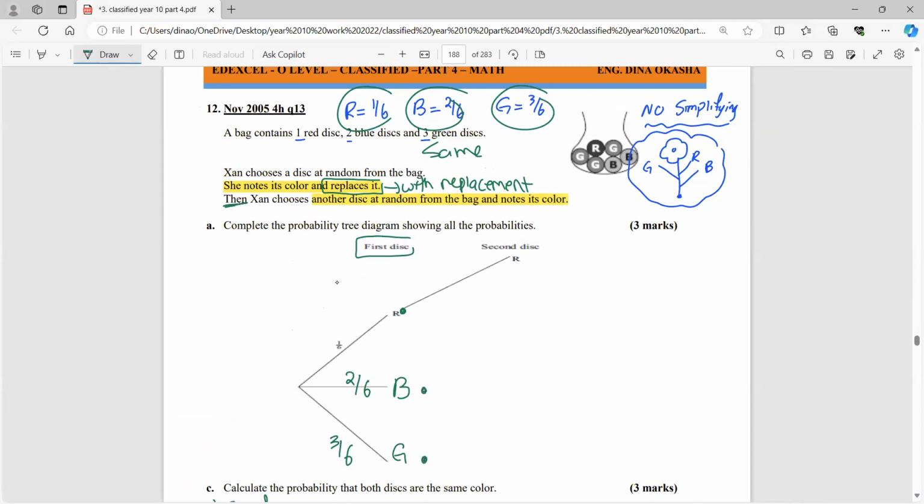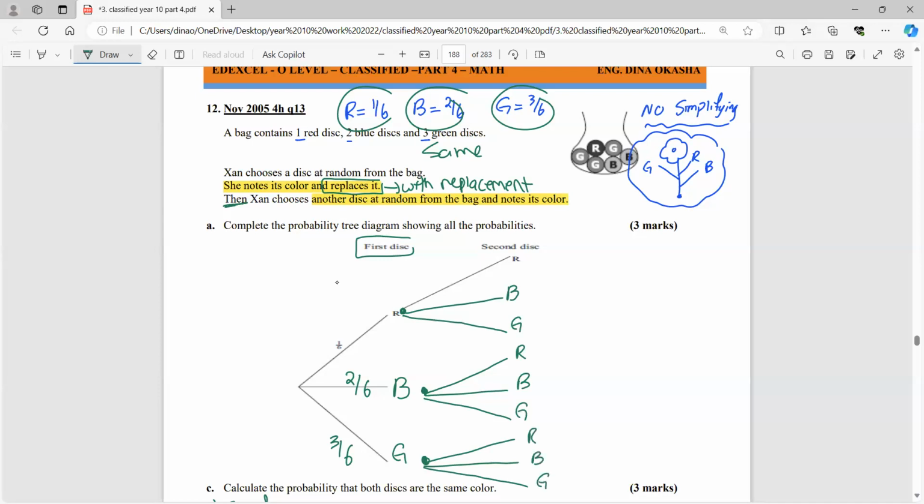But this time the tree has 3 lines, 3 branches: red, blue, and green. And here I have red, blue, and green. And as we agreed, please follow the same order of the question. It was red, blue, green. If we change it, it won't necessarily be wrong, but there's no need. So put the letters red, blue, green, red, blue, green, red, blue, green. And you have to write the probabilities as well: 1 over 6, 2 over 6, 3 over 6.